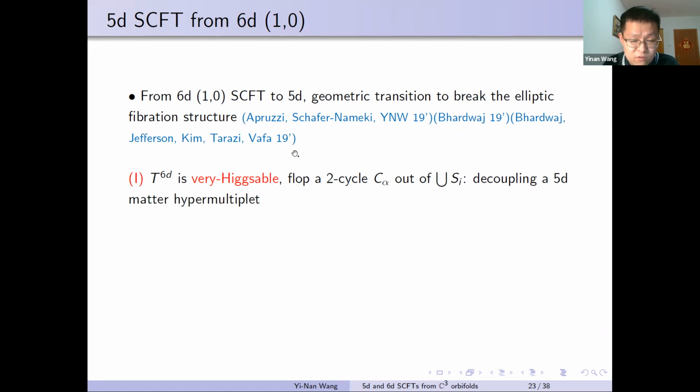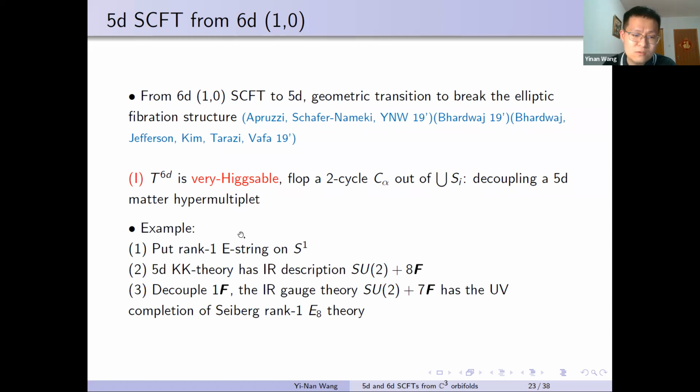And actually, for this particular case of C3 over gamma orbifold, we define a T6D and T5D in the previous way. And this particular geometric transition we need to do is actually different depending on whether T6D is very Higgsable or not. So for the case where T6D is very Higgsable, then the geometric transition is simply by flopping a 2-cycle out of the bunch of compact 4-cycles. And physically, this corresponds to the decoupling of a 5D matter hypermultiplet.